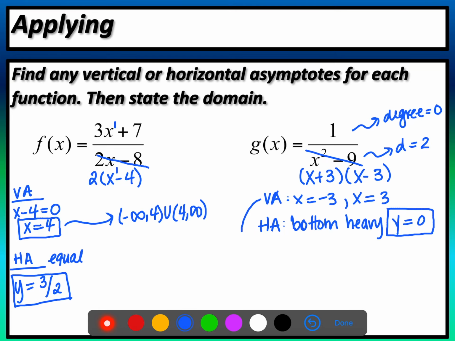Okay, and again, we did this domain before. I'll just restate it. The domain only uses vertical asymptotes.